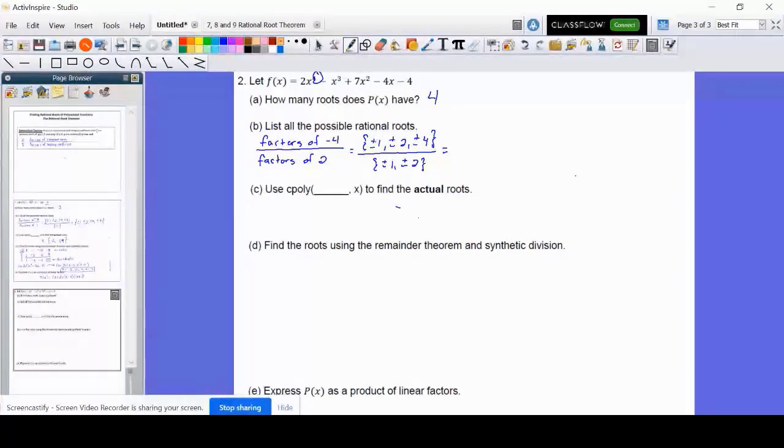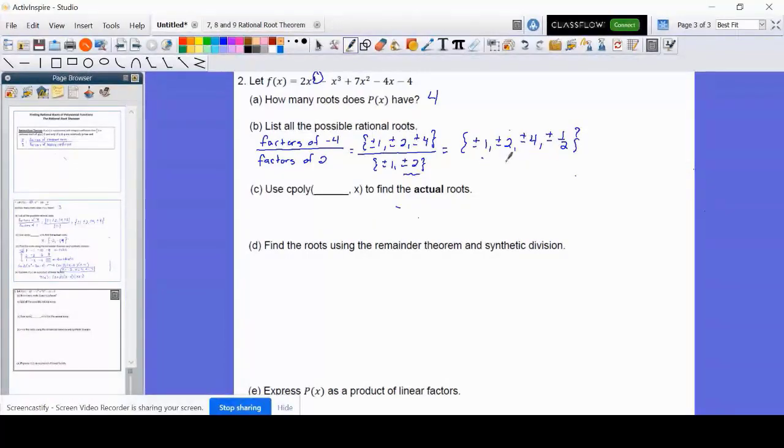So I'm going to start. 1 divided by 1 is 1. 2 divided by 1 is 2. And 4 divided by 1 is 4. Now I'm going to divide everything in the top by the 2. 1 divided by 2 is 1/2. 2 divided by 2 is 1, but I have that already. And 4 divided by 2 is 2. I have that also. So here are my possible rational roots.